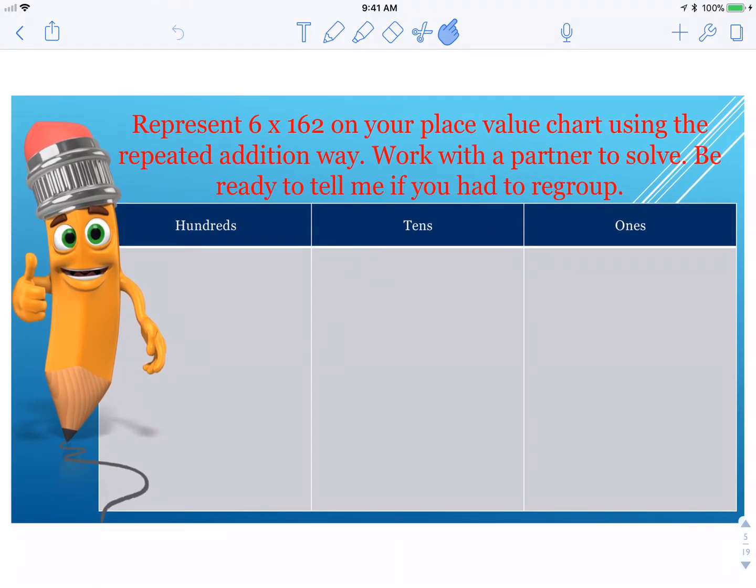Okay, represent 6 times 162 on your place value chart using the repeated addition way. Work with a partner to solve. Be ready to tell me if you had to regroup or bundle. So the repeated addition way is the way you've been doing it. So you would have 162 in groups of 6.